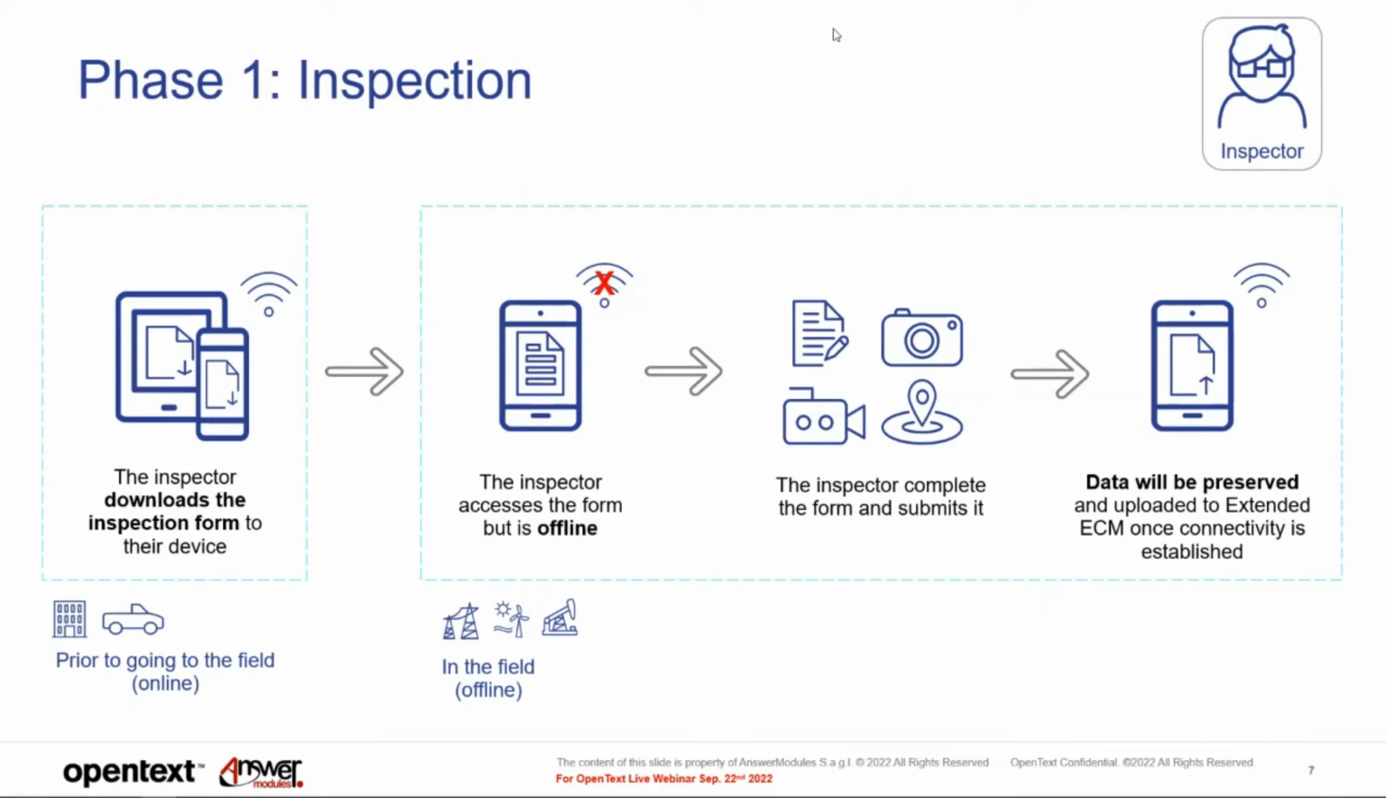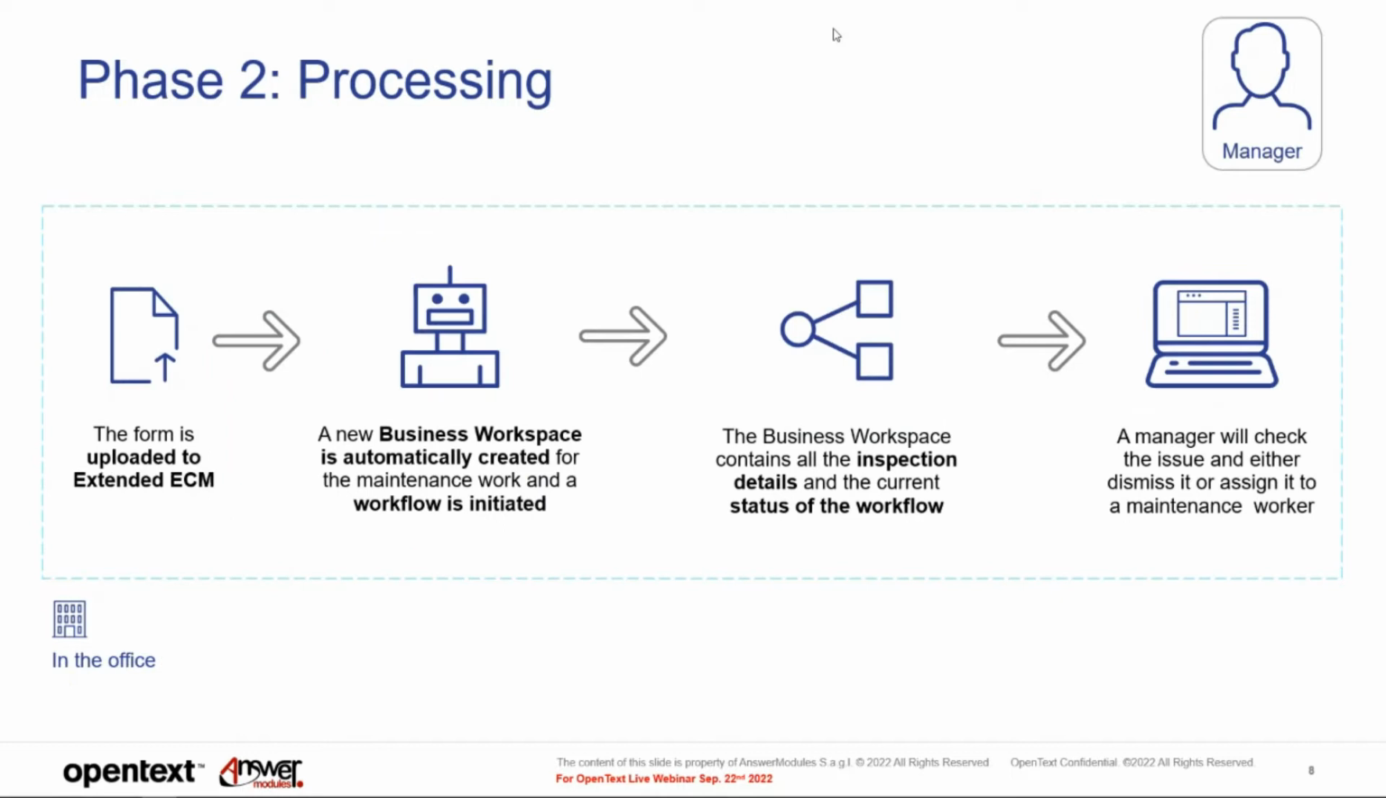Now, how are they going to submit when they're offline? Well, the form is going to be preserved until the inspector has connectivity again. Once they have connectivity, they just sync that form and it goes back to Extended ECM. So now that form has been uploaded to Extended ECM with the push of one button.